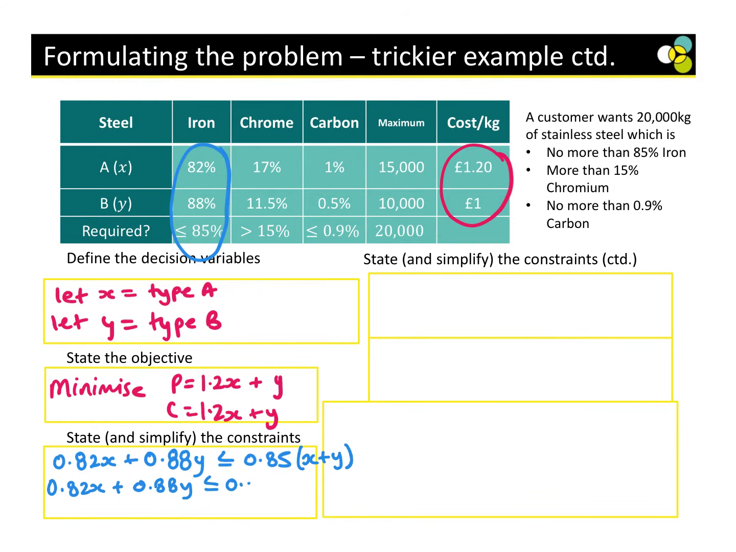less than or equal to 0.85x plus 0.85y. Now, I'm going to take away 0.82x from both sides and 0.85y from both sides. I'm going to have 0.03y is less than or equal to 0.03x. So y is less than or equal to x. Okay, so there is our first constraint.